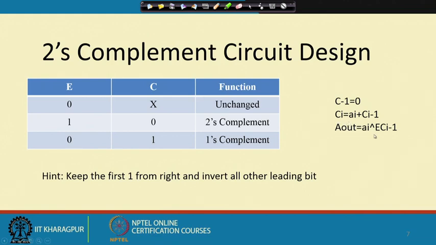And for A out, which is nothing but the 2's complement or the one's complement circuit, you will get it by A I XOR with E OR C I minus 1. That means the previous carry is ORed with the enable signal, and that is XORed with the corresponding input bits. If I want to draw this equation, that means a 4 bit one's complement cum 2's complement circuit, how will it look? That architecture we will see now.